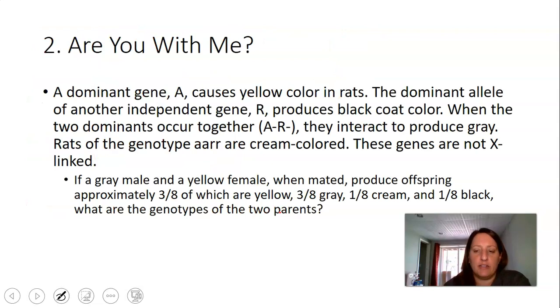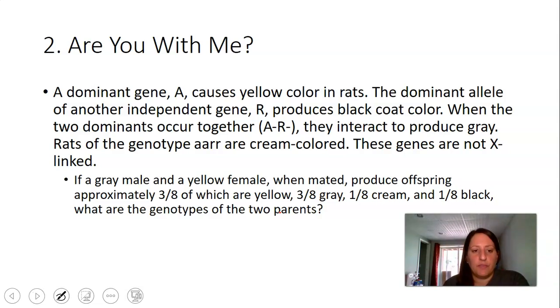These genes are not X-linked. So all we really have going on here are multiple genes: two genes affecting one phenotype, which is color. And we see that we get multiple phenotypes depending on the combination of those genes. Okay, so here we go.